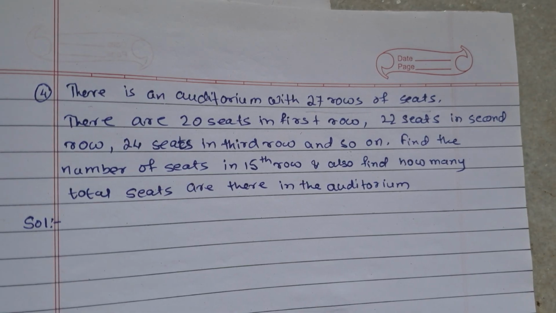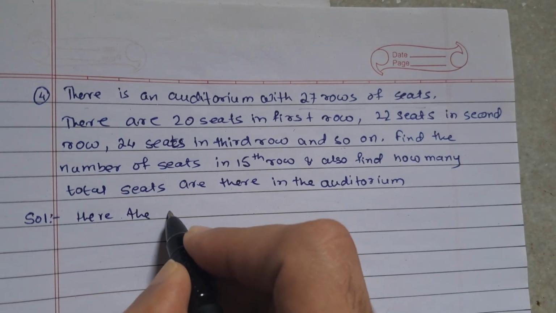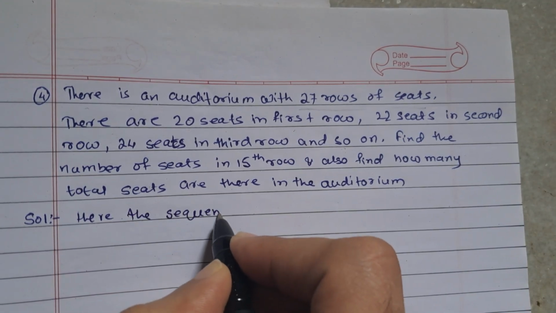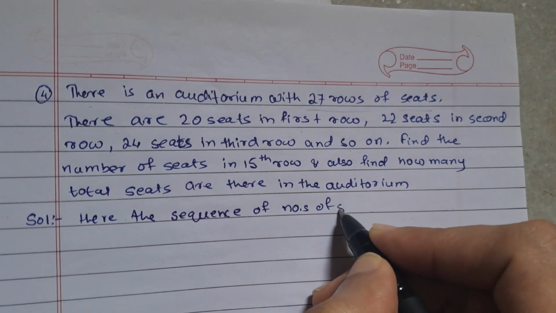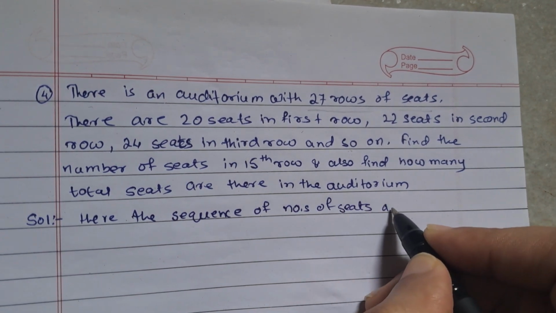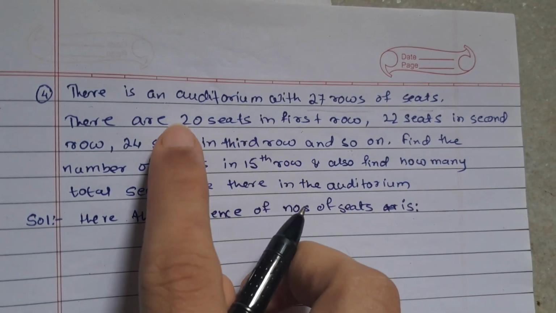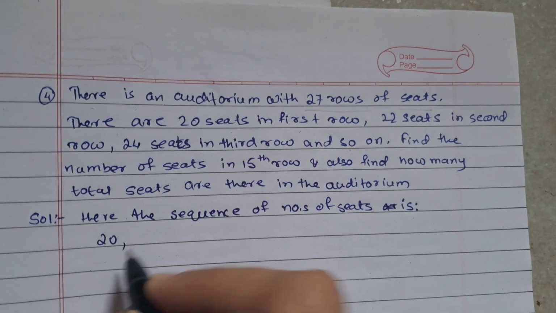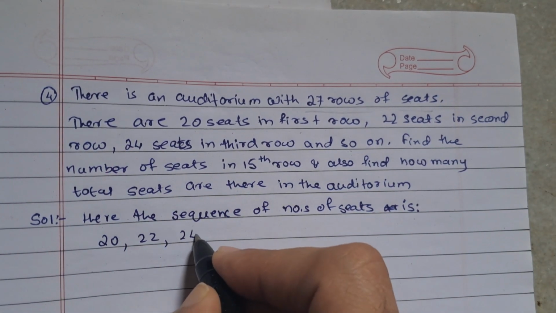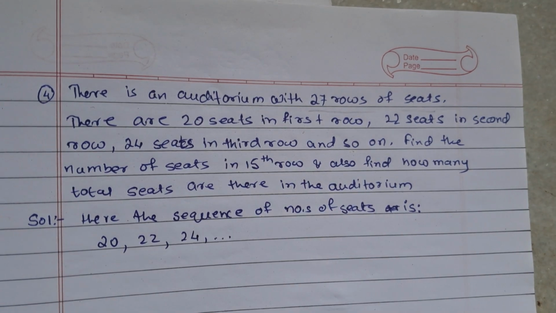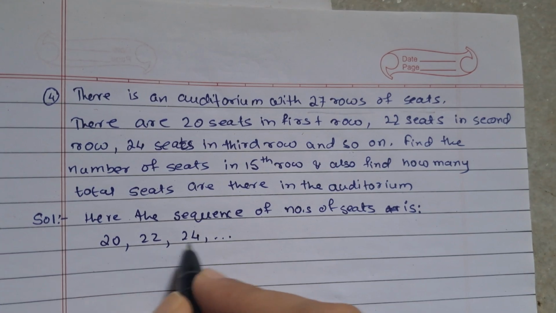So at the very first place I can say here the sequence of number of seats, what is the sequence here? It's starting from 20 seats in the first row, 22 seats in the second row, 24 seats in the third row, and so on. Correct? So is this an AP? Yes, it is an AP, right? Because all the numbers are increasing by 2, right?